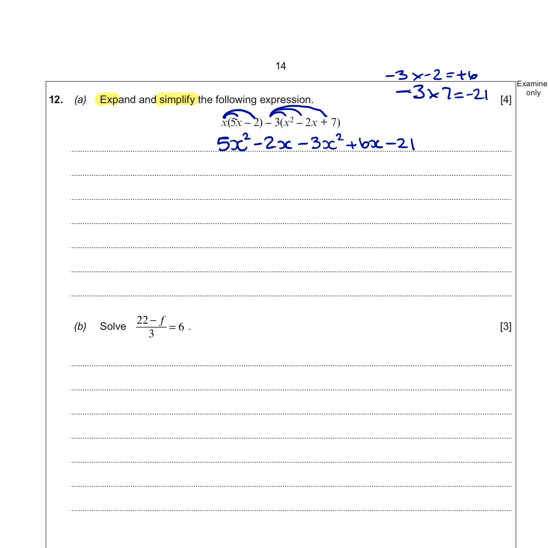But I've also got to simplify, so by gathering like terms, I'm going to put all the x squareds together. There's 5x squared here, take away 3x squared there. That's going to leave me with 2x squared. Looking at the x terms, I have minus 2x here, but a plus 6x there. Minus 2 plus 6 gives me 4, so I've got plus 4x, and there isn't anything to change with that minus 21.